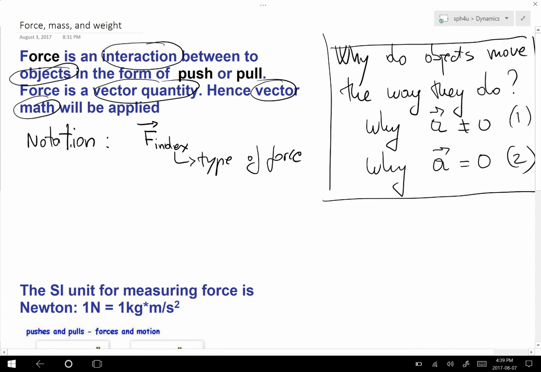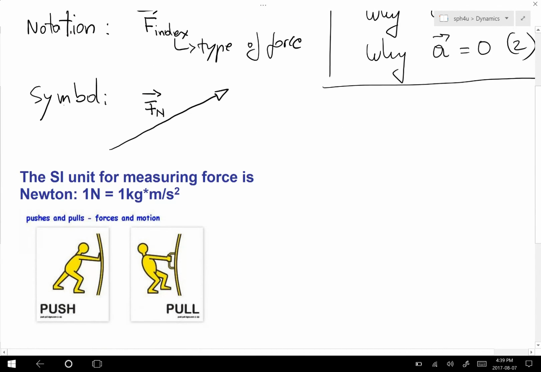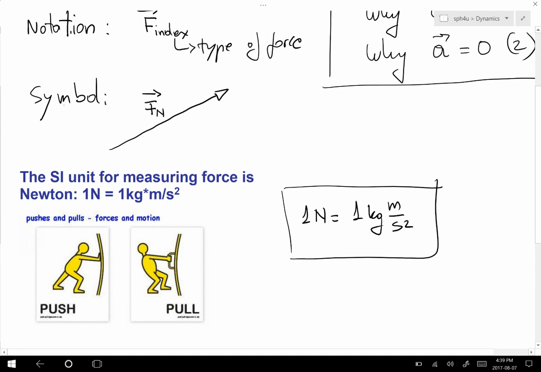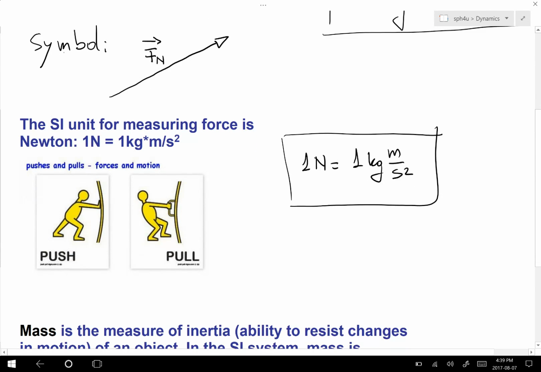All right. And the symbols that we use to draw a force, we'll use an arrow. All right, so for example, Fn for normal force. All right, the units for measuring force are newtons, and 1 newton is, as written there, 1 kilogram meters per second squared. All right, so that's a relationship between Newton and the basic quantities such as mass, length, and time.